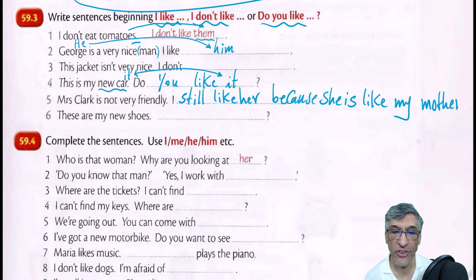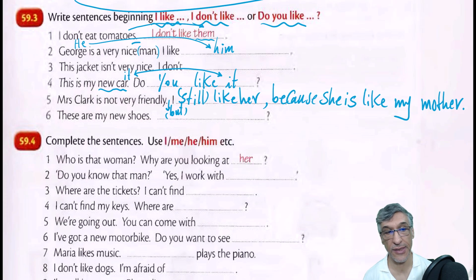Okay, you can change your idea and produce different sentences. I'm saying that. Do not hurry, take your time and think about why I should change it. I still... You can also say, but I still... You do not need it very, very much, but if you say it, it's fine too. I still like her because she is like my mother.